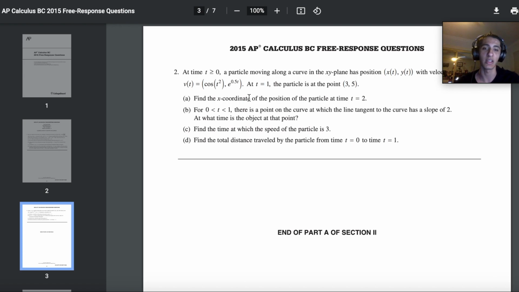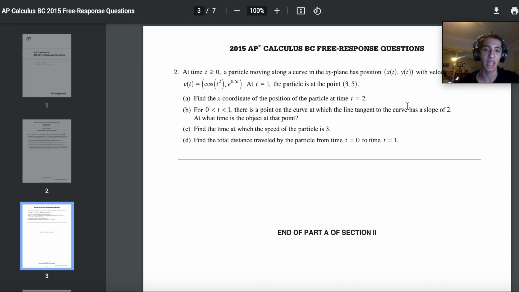Well, actually, the curve that is being referred to is the curve in the xy plane that has position x of t, y of t. So we aren't actually given those functions. However, we know that the derivative of a function, such as velocity when compared to position, is the slope of the tangent line.